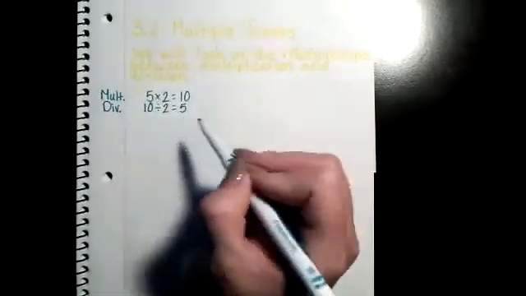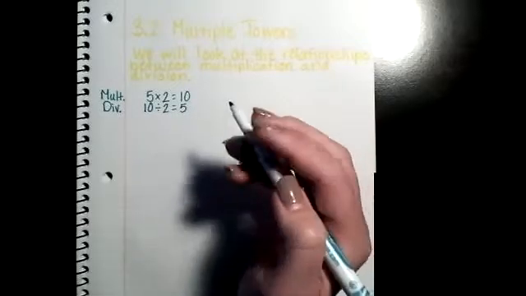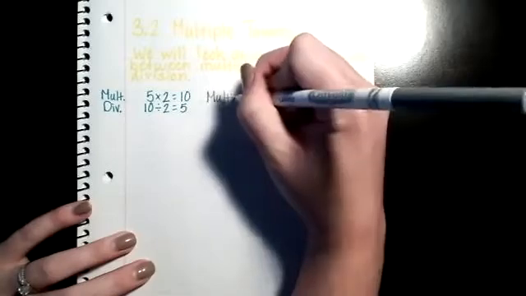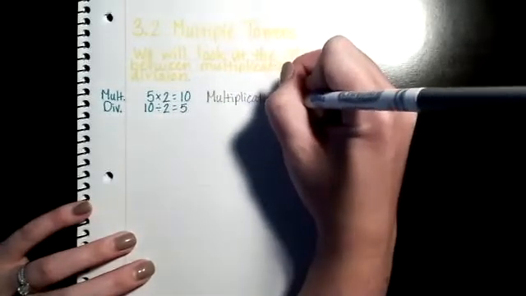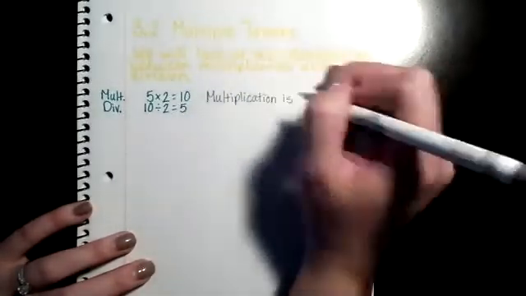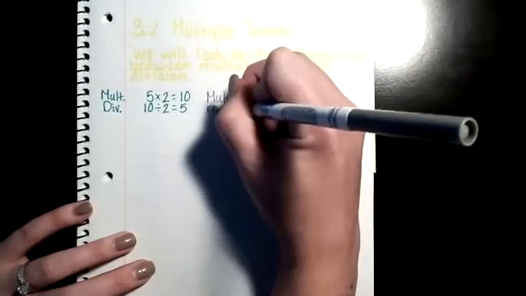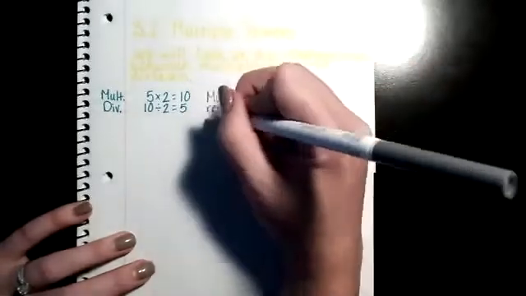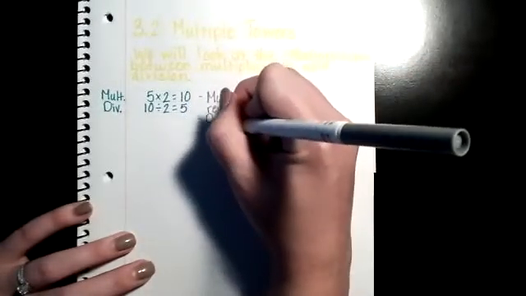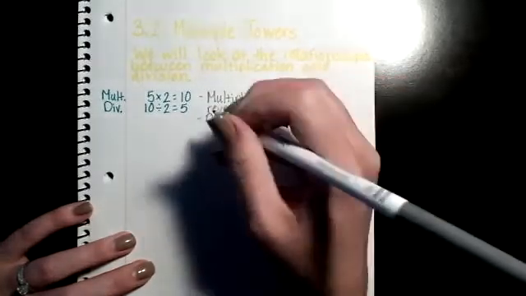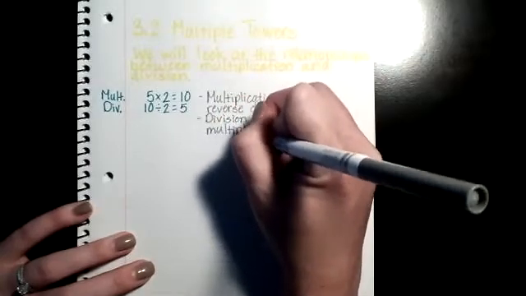All right, so what we know about these basic multiplication facts that you should be familiar with is that, I'm going to put it in a different color so it stands out a little bit, multiplication is reverse division and vice versa. Division is reverse multiplication.